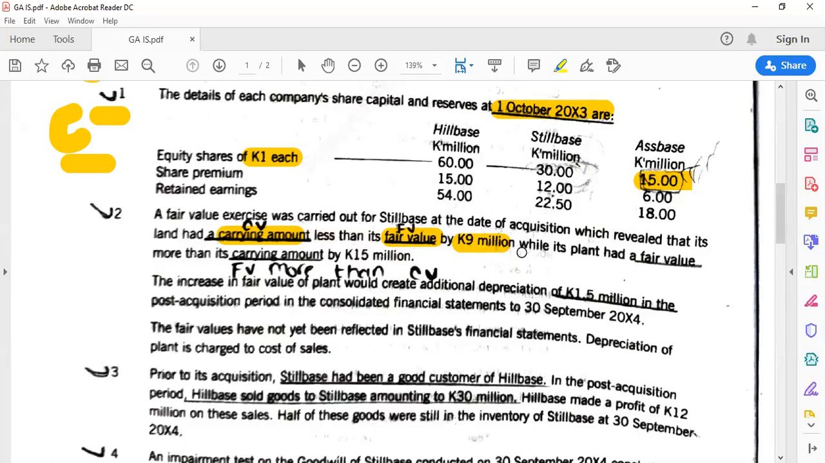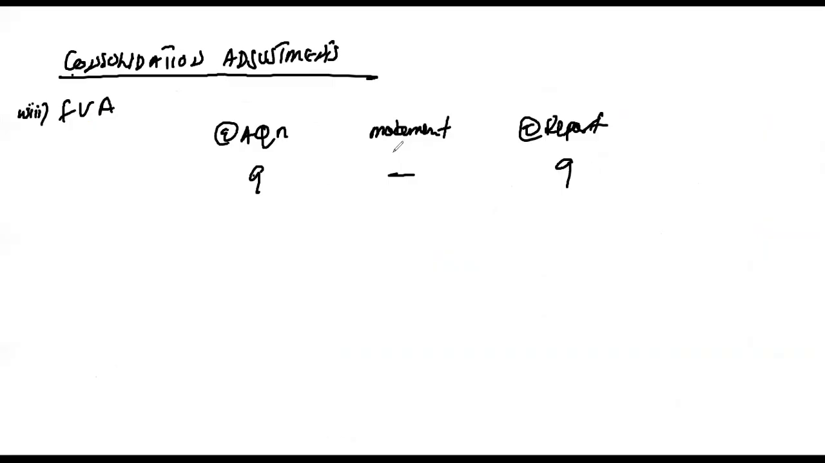Then we are being told here that the plant had a fair value more than its carrying amount by how much? By 15. You see? So we've been told that this item of land increased in value by 9, and then the plant increased in value by 15. Now there's a rule here. On the movement, you can simply say depreciation, but land does not depreciate.